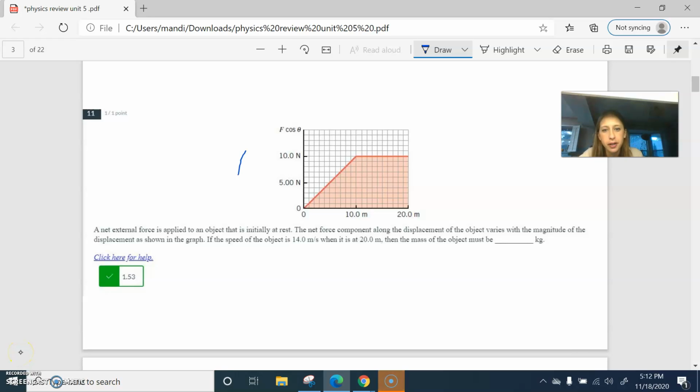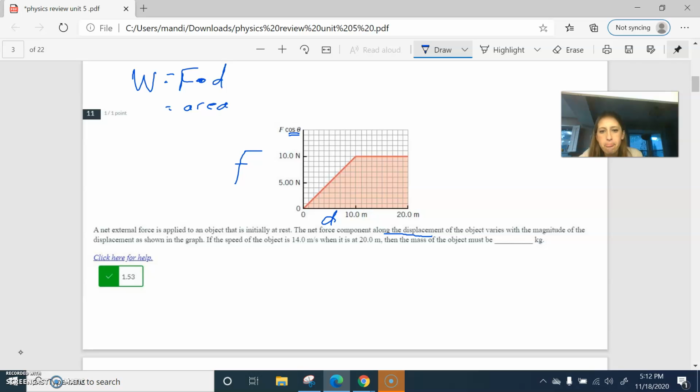Net force is applied to an object that's at F cosine theta. Weird. Along the displacement. Okay, I guess. Displacement. Well, it says it's along the displacement, so whatever. Work is force times distance, which means area.